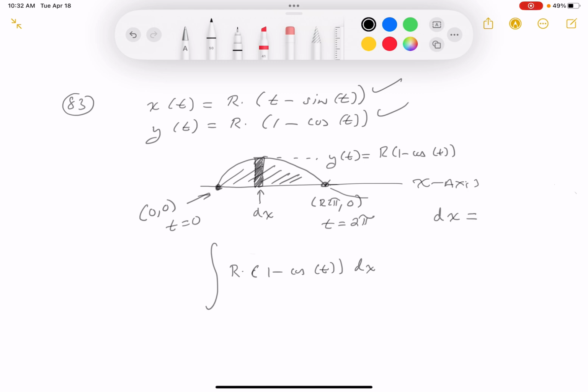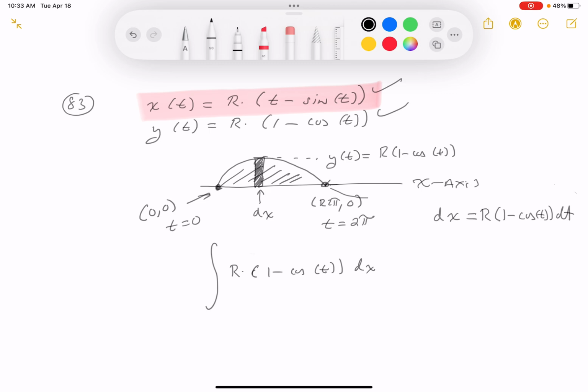And I'm looking at that, this over here. I need to differentiate. What do you get? You're going to get r, and then you're going to get the derivative of t is 1, minus, we're doing dt now, cosine of t dt. Well, isn't that convenient? And I'll tell you why.